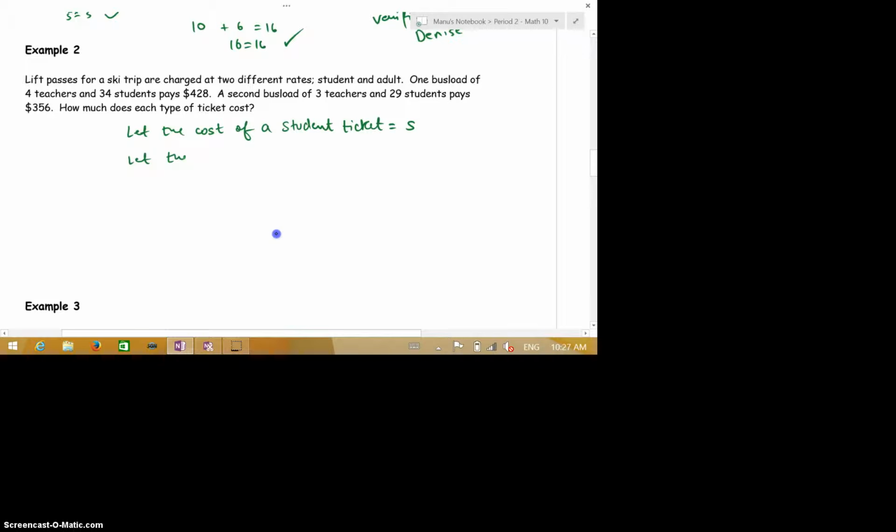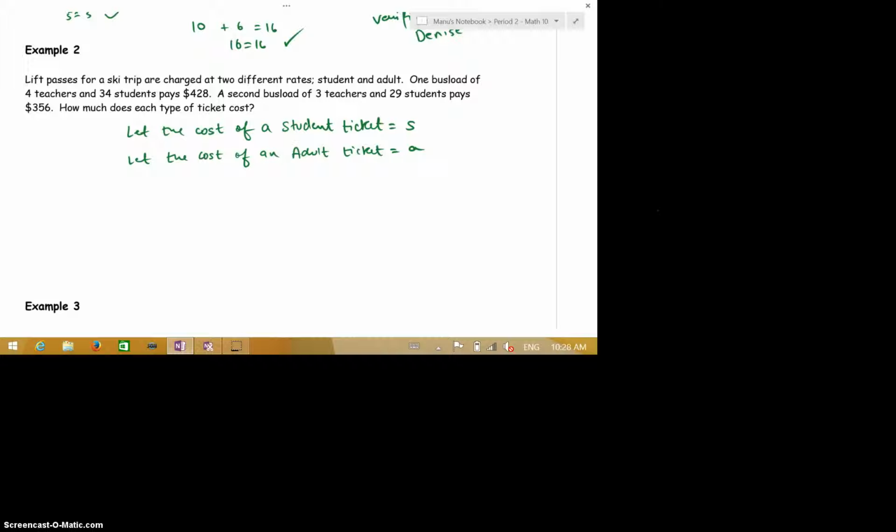Let the cost of an adult ticket equal the variable A. Now we have defined each variable S and A. Okay, so let's see what the information says. One busload of 4 teachers and 34 students paid $428.